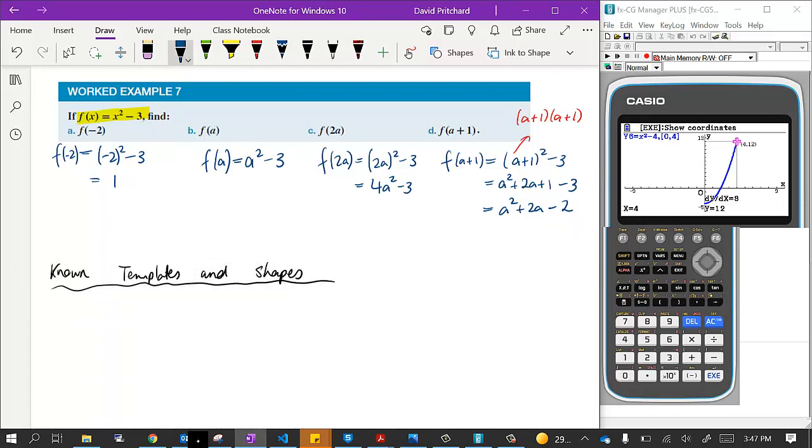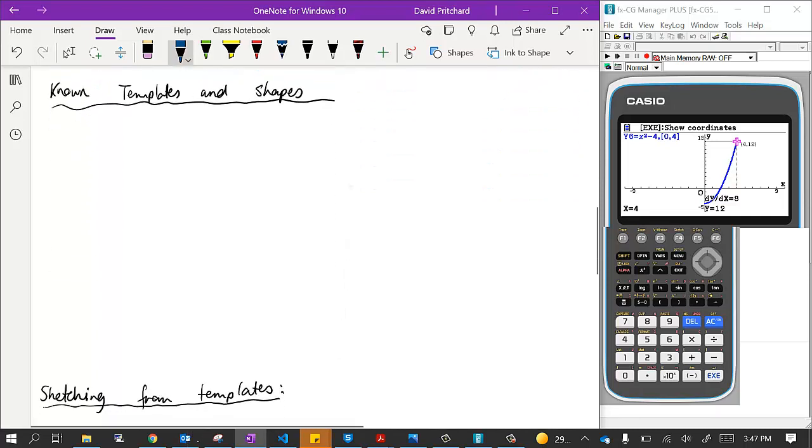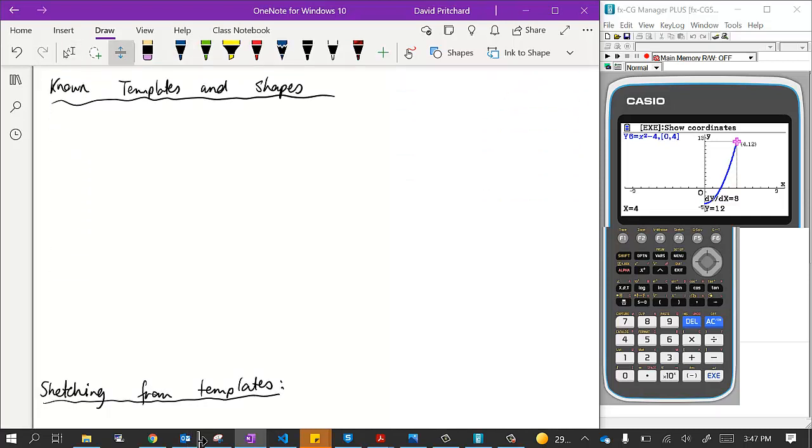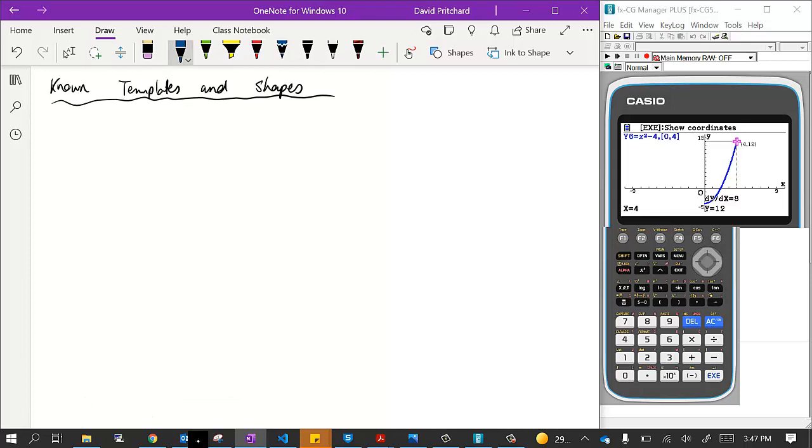We'll keep on coming back to that. What we're going to do now is review our known templates. Now, remember, the whole idea is that we're looking at it in the form of y is equal to a (x minus h) squared plus k, where a is that vertical dilation factor. So when a is greater than 1, then we know that it's going to be a stretch, so a vertical stretch.